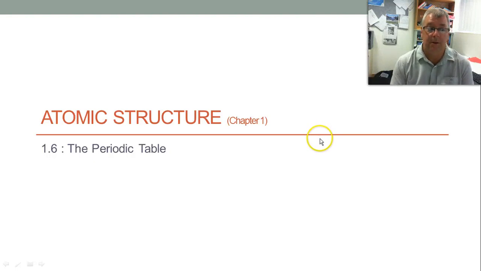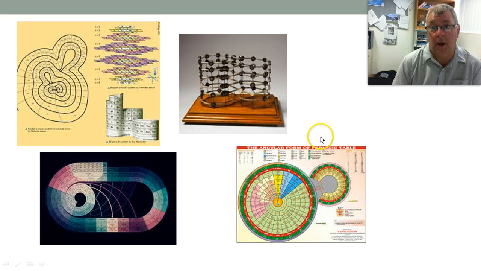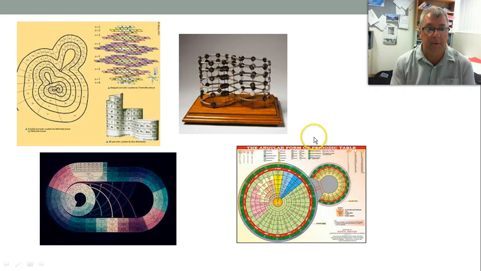Welcome to the 6th video in atomic structure, the periodic table. Now we don't have to go through a whole history of the periodic table, but I just thought I'd show you some variations of what people were thinking in terms of ordering all the known elements at around the 1890s or thereabouts.